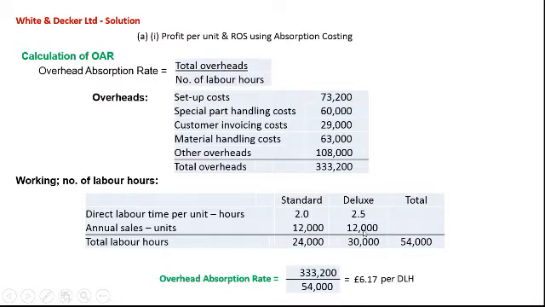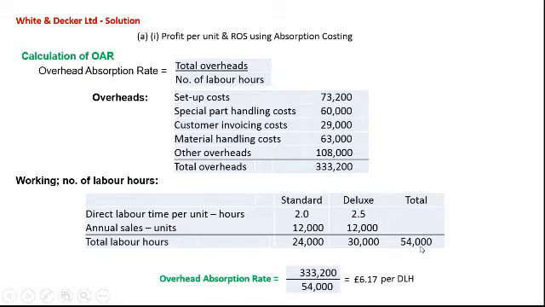So if 12,000 units are to be produced, we need 2.5 times 12,000, 30,000 labor hours. So 30,000 for deluxe and 24,000 for standard. If we add them, that means altogether for this whole accounting period for which we are planning, we will be needing 54,000 labor hours. So now we have got the two figures, total overheads and total number of direct labor hours.